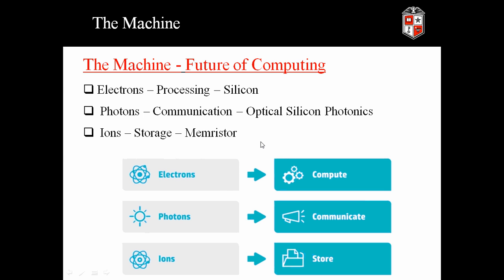And HP is planning to build a new type of computing machine, in which they are going to use electrons for processing. That means they are going to use present CMOS technology for processing. Whereas for communication, they are going to use photons. That means they are going to use optical silicon photonics for their communication purpose. And for storage, they are going to use the memristor, which uses ions in order to store the data. And the term they have given for this new computing machine is The Machine.